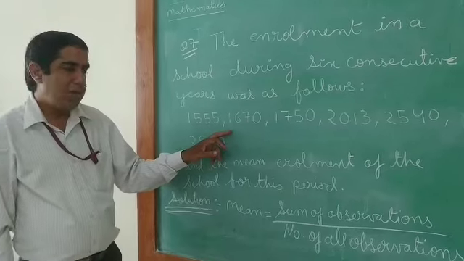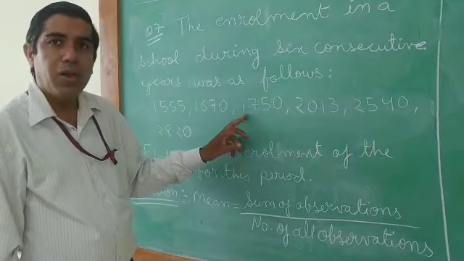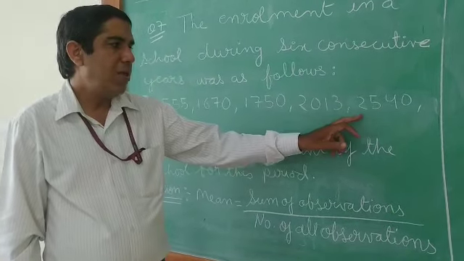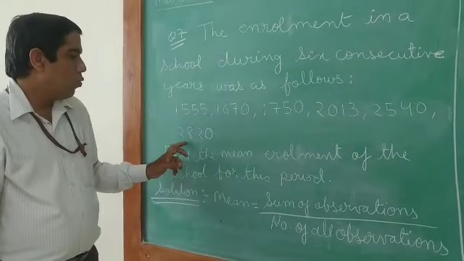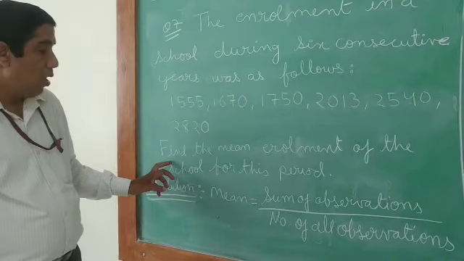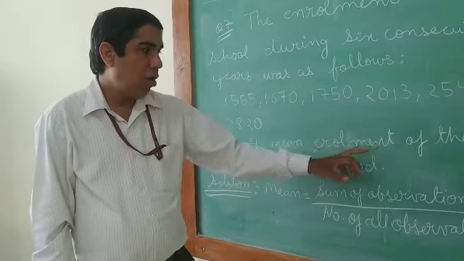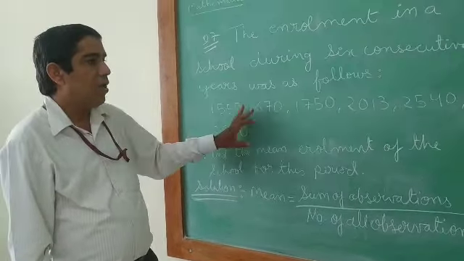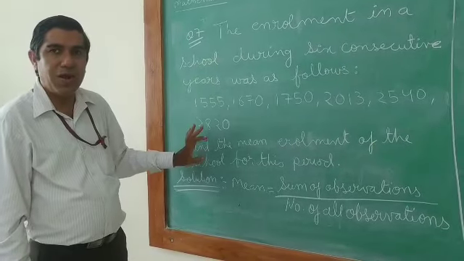1555. Second year they gave 1670. Next year 1750. Next year 2013. Next year it is 2540. And the next year it is given 2820. Now what is the question asked here? Find the mean enrollment of the school for this period. Period means how many years are there? 6 years. For 6 years, you have to find the mean.